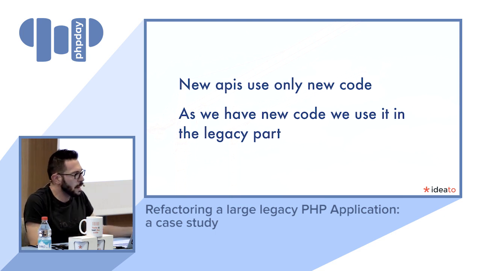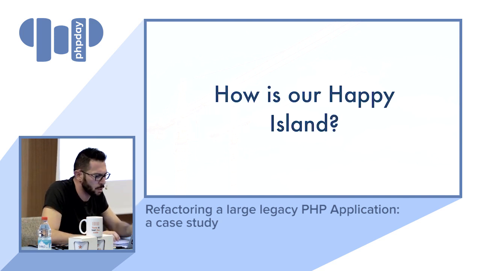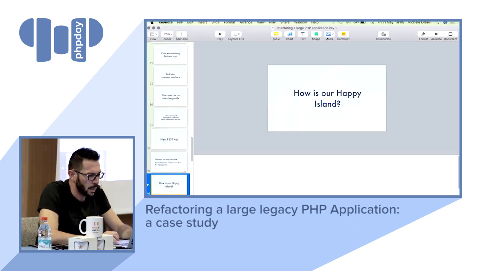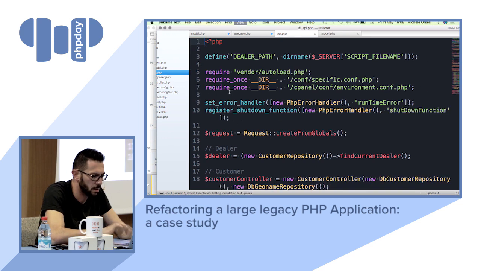So new APIs are supposed to use only new code, the code in the API island, and as we have new code, we could also use it in the legacy part. So it was a win-win situation. Let me show you again a bit of what we achieved.